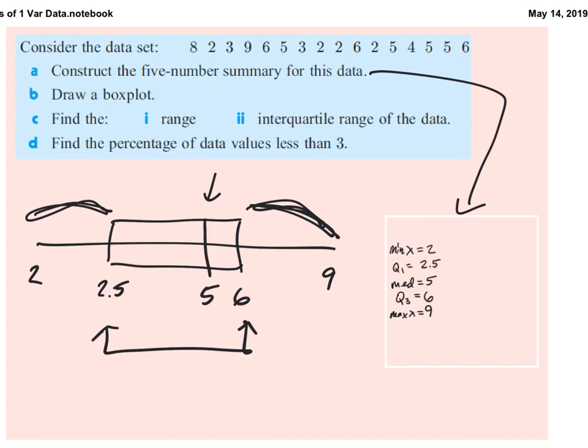Okay, so what's the range? Yes, for the range, that's 9 minus the 2, which is 7. What's the interquartile range? That's the 6 minus the 2.5, which would be 3.5.